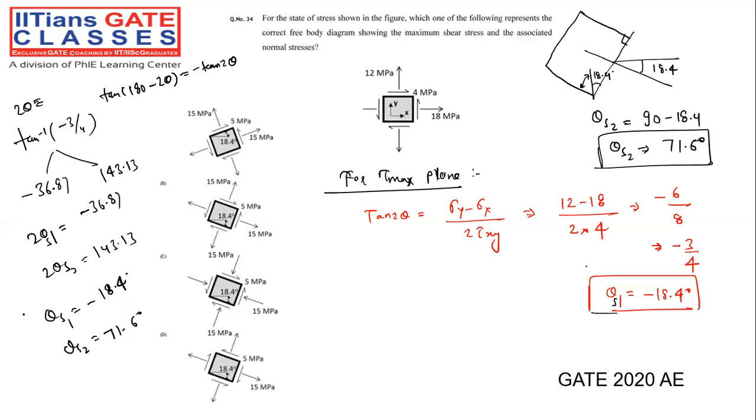That means a plane should incline at an angle of minus 45 degree. That plane orientation should be something like this. So definitely this option will be disregarded. This option will be disregarded. As you can see that this plane is making what?